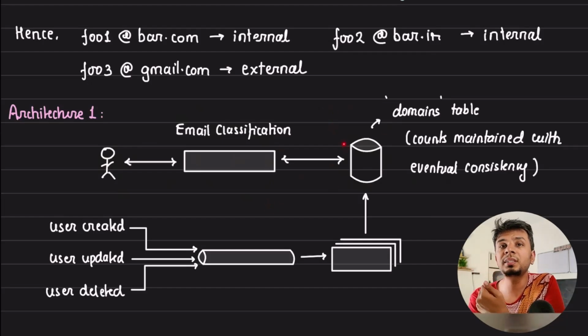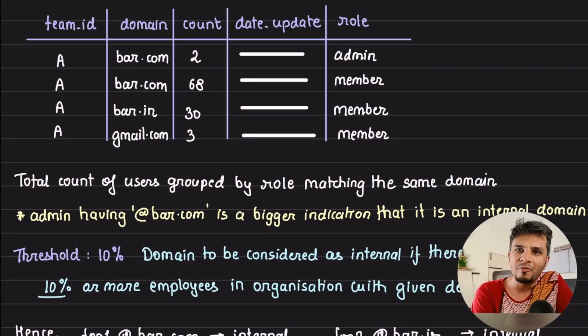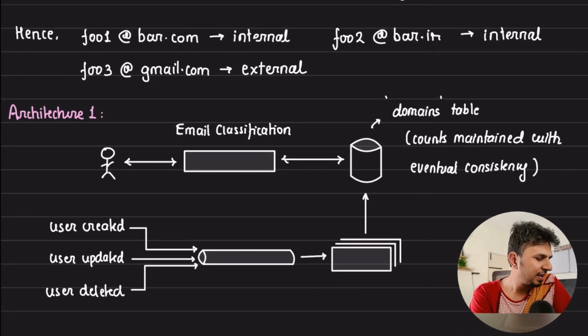Now, how would this domains table be populated? You might say, hey, it's a no-brainer. Whenever a user is created or updated, I keep updating this particular table. Which is exactly what we do. We consume all the events being flushed onto Kafka through workers and keep this table updated.